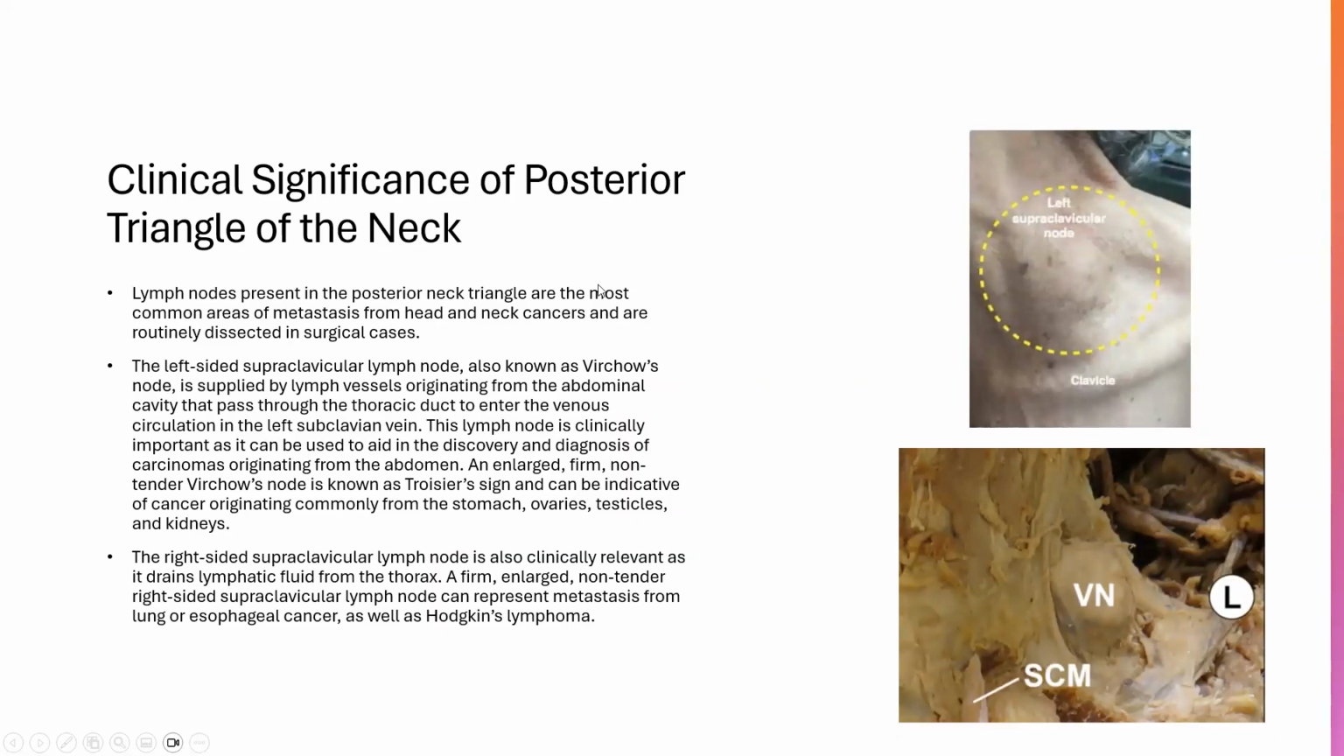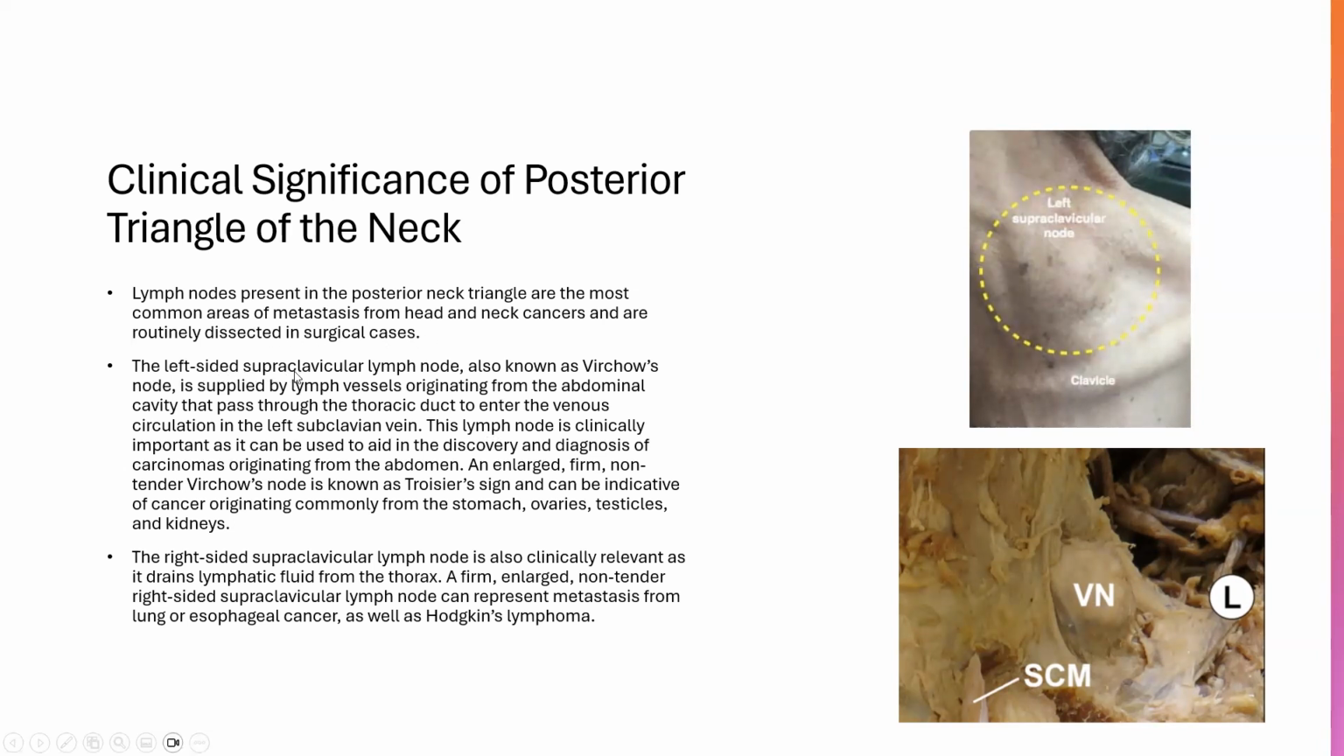Clinical significance of the posterior triangle of the neck. Here we can see the enlarged supraclavicular node. Lymph nodes present in the posterior neck triangle are the most common areas of metastasis from head and neck cancers and are routinely dissected in surgical cases.